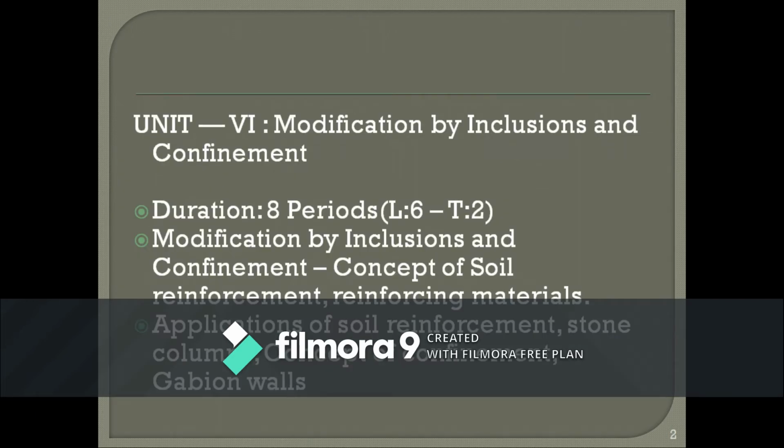So this is Unit 6, Modification by Inclusion, and the duration for this is 8 periods. So what do we have in this is modification by inclusions and confinement. We have the concept of soil reinforcement, reinforcing materials we use, applications of soil reinforcement and the use of stone columns, concept of confinement, and then gabion walls. So these are the various topics covered in these 8 periods. We'll look into each and every topic and how it is being used.